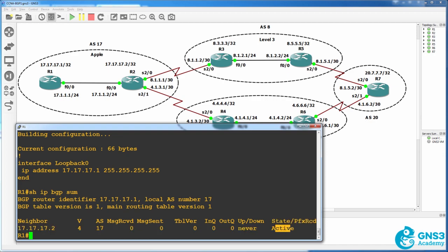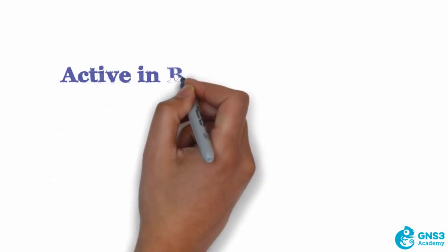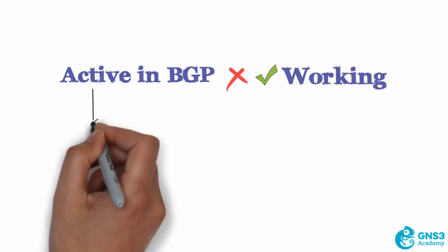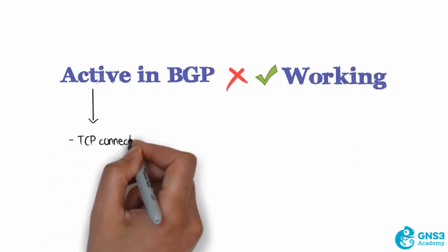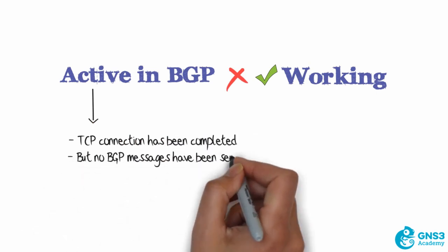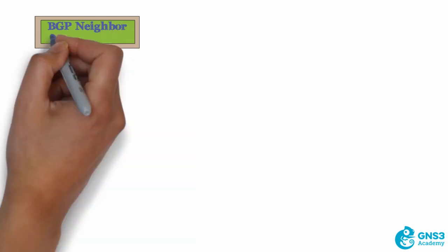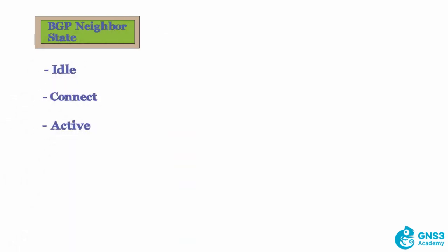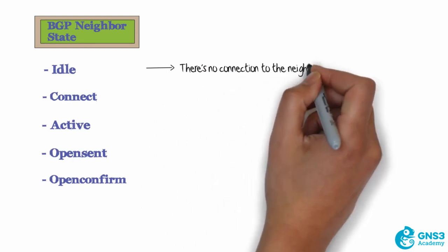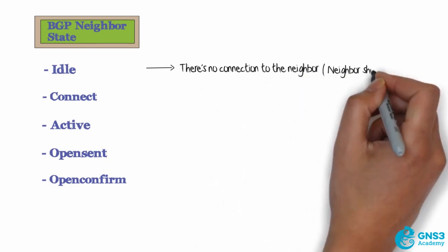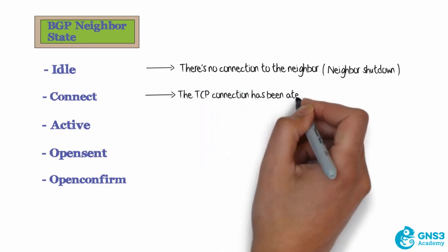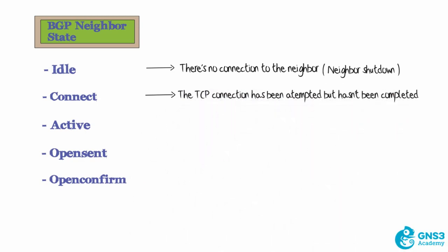This is very misleading. Active in BGP doesn't mean that it's working. Active actually means that a TCP connection is being attempted, but no BGP messages have been sent yet. So BGP has these states. Idle means that there's no connection to the neighbor, so you might have disabled the neighbor by shutting it down. Connect means that a TCP connection has been attempted, but hasn't been completed.